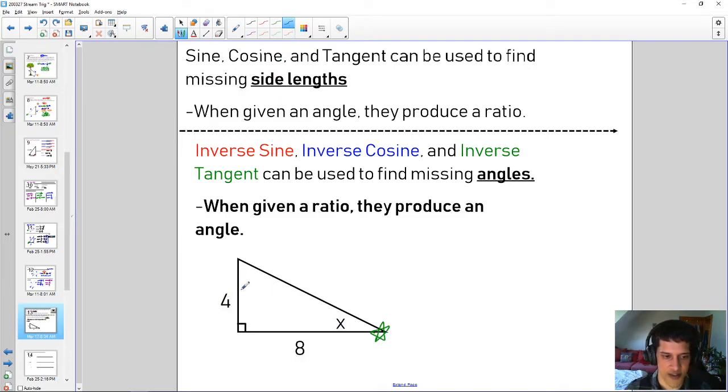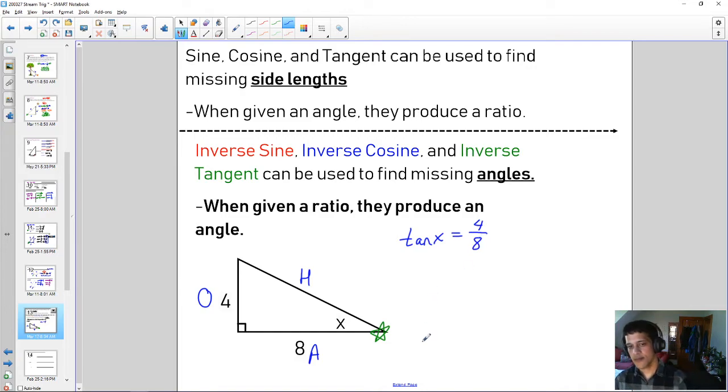We've got opposite, hypotenuse, and adjacent here. I know the opposite and adjacent sides. So I know that tan of x is equal to 4 divided by 8. Remember, x is an angle in this situation. The inverse of tangent, so tan to the -1, is how we write inverse tangent.